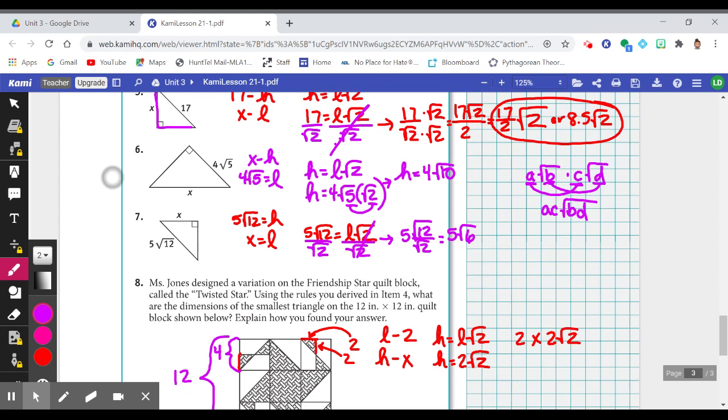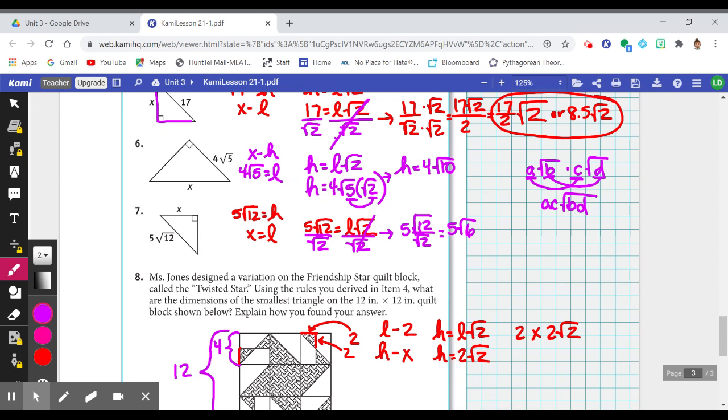Now, item 6, we're obviously given some different information. We are asked to find the hypotenuse, and we are given the length of a leg. In this case, the length of the leg is 4 times the square root of 5. So again, let's use that relationship. The hypotenuse is the length of the leg times the square root of 2. And I'm going to replace L with the length of our leg, 4 times the square root of 5.